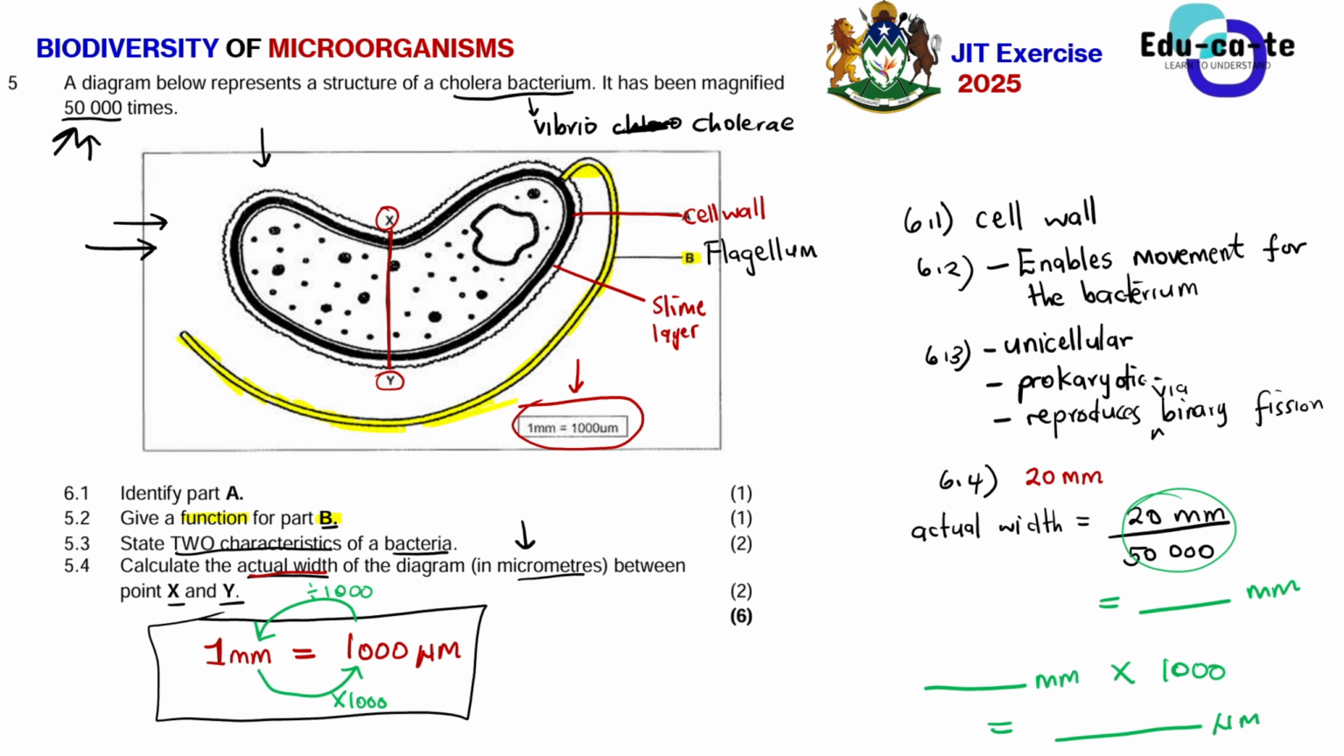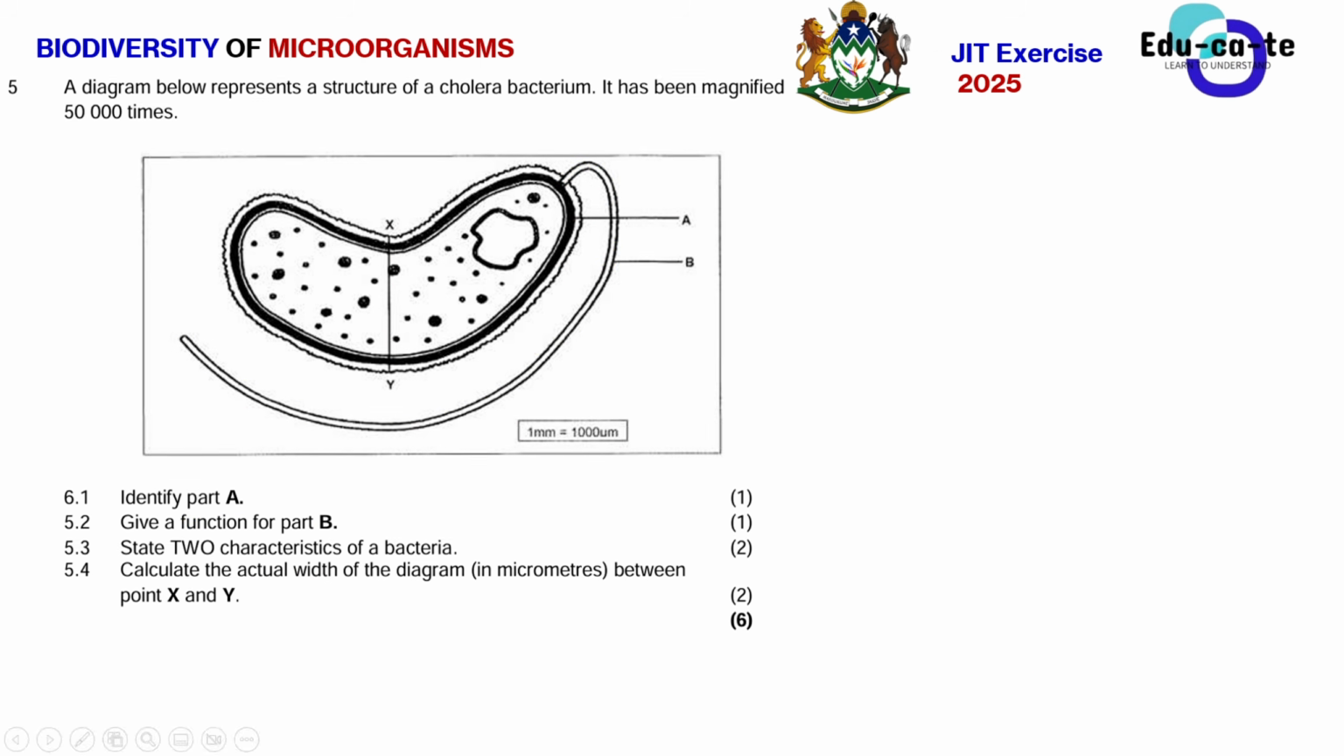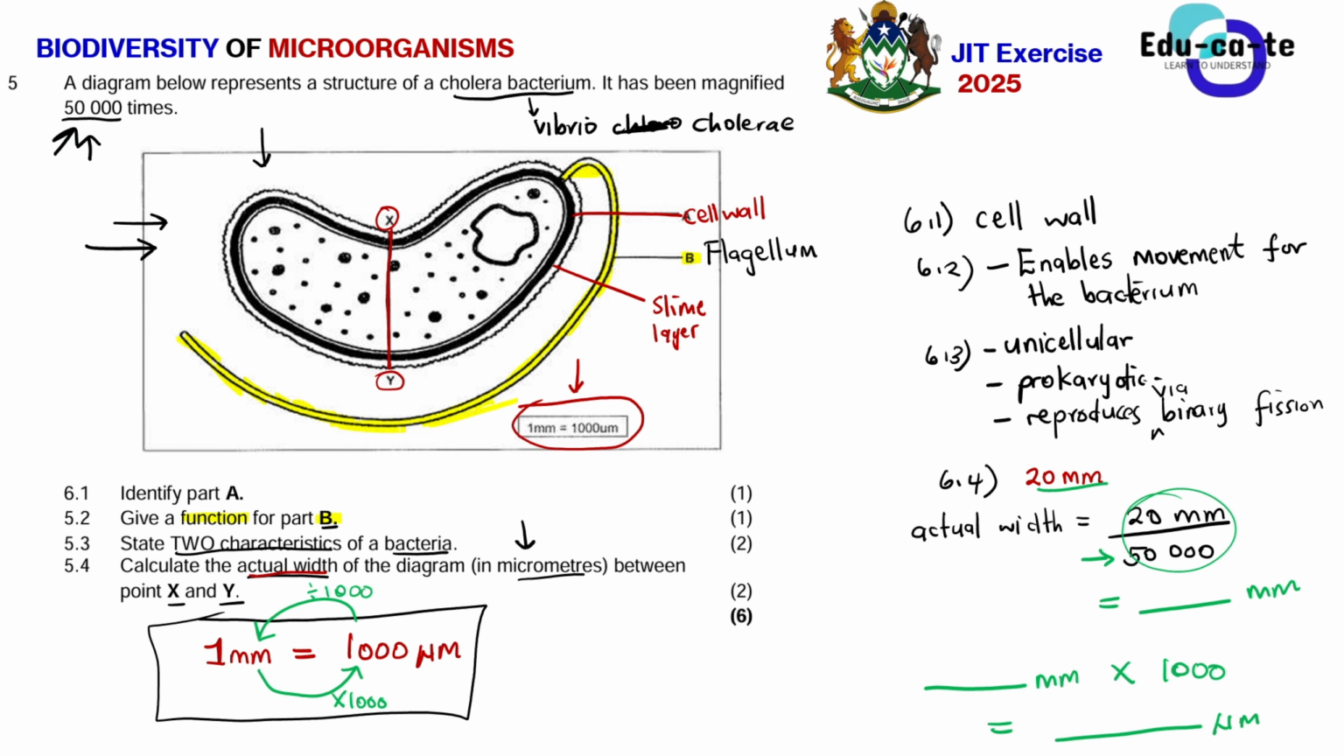So please, take your ruler. Let's just summarize the steps. You take your ruler and measure the distance between X and Y in millimeters. Let's say you get 20 millimeters, for example. This distance has been zoomed in 50,000 times, so you need to take that into consideration. You need to divide it by 50,000 to show that you understand that this has been zoomed in 50,000 times.